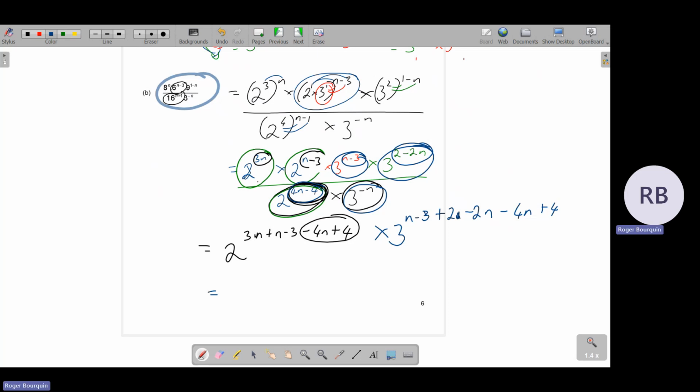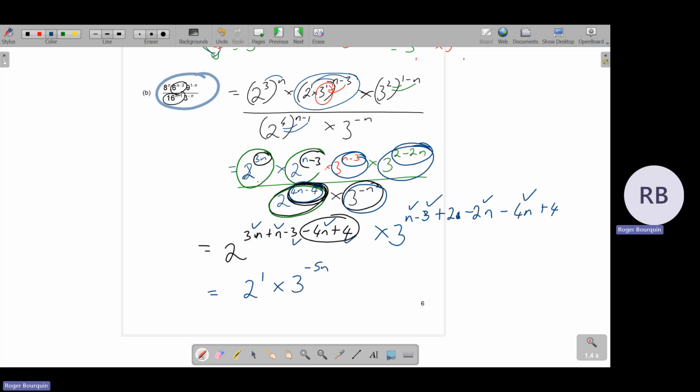Now I go to the base 2, so I add like terms. 3n, 4n, those disappear. Minus 3 plus 4 is 1. So I'm left with 2 to the 1 times here. I'm going to have n minus 2n is negative n. Negative n minus 4n is going to be negative 5n.